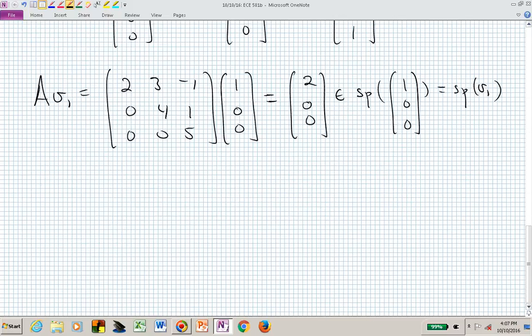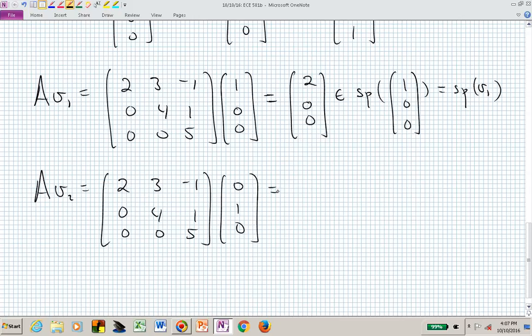If we now operate on V2 with the same A matrix, what do we get in terms of a result? This is just pulling off the middle column, the second column in the A matrix, and that's now 3, 4, 0. But we can represent this vector, 3, 4, 0, as falling in the span of which of our basis vectors?